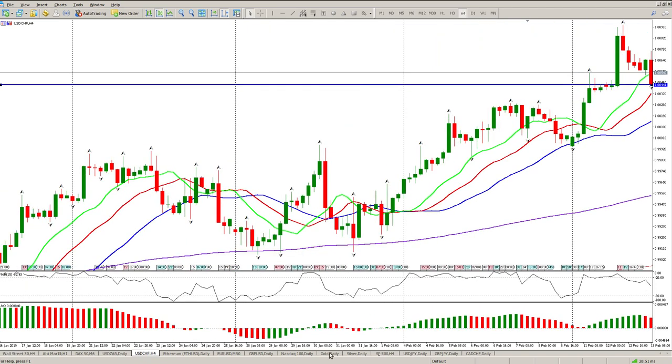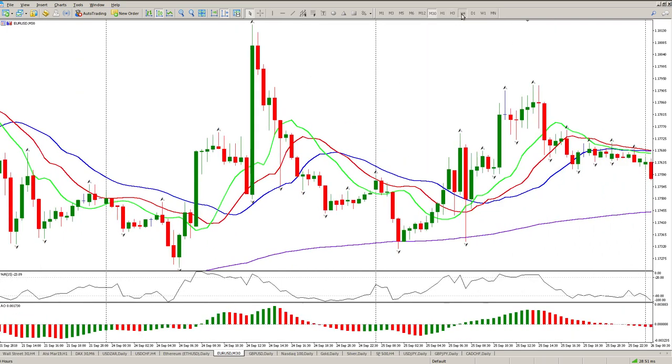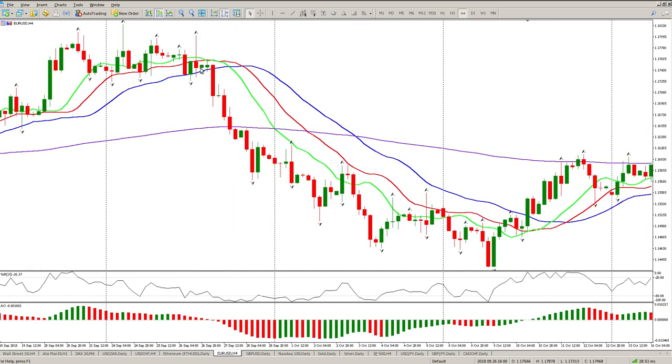If you look at the Euro USD, very volatile. That's why you want to be on the 4-hour. You can see the oscillators grouping.